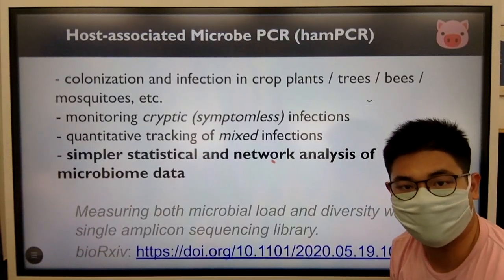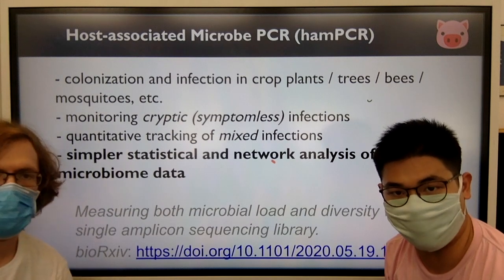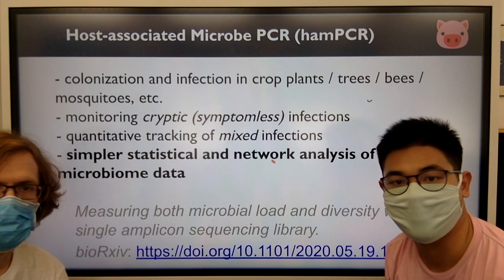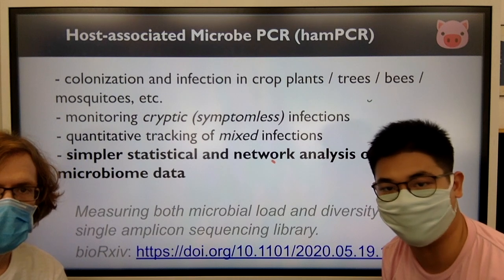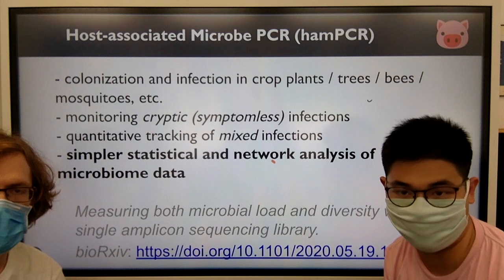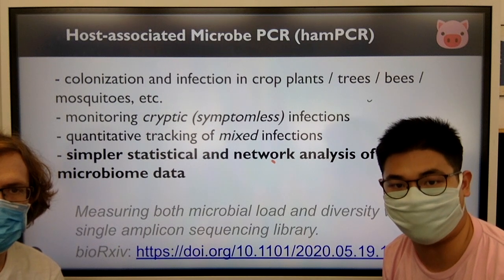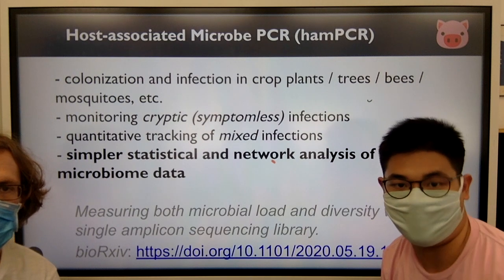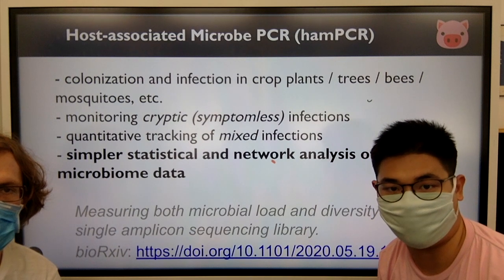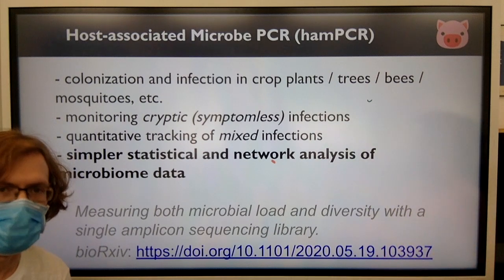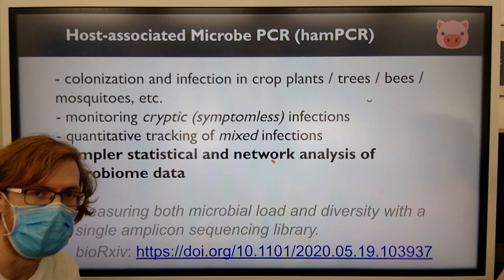So in summary, host-associated microbe PCR, or hamPCR, can be used to investigate colonization and infection of crop plants, including other plants, and it can also be applied to bees and other insects. It can also be used to monitor cryptic or symptomless infections, and to track quantitative mixed infections. Also, it is useful for simpler statistical and network analysis of microbiome data.